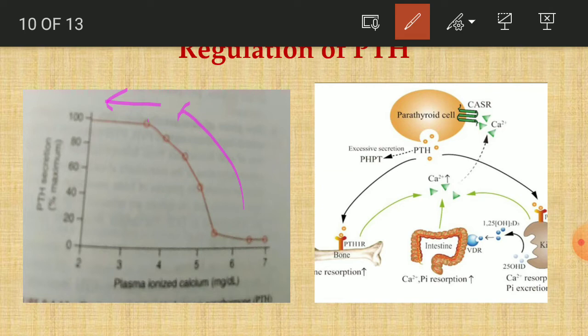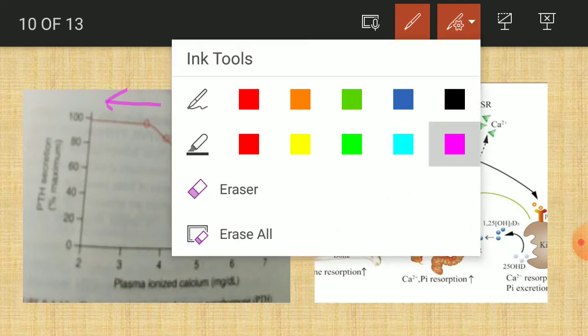When the calcium level starts to increase, the PTH level secreted from the parathyroid gland gradually falls down, as it is inversely proportional. And when this level, that is blood calcium level, reaches 5.5 milligram percent, there occurs lowest release of PTH from its source. Thereafter, even if the calcium level is increased, no further decrease in PTH level occurs. So, it is almost a sigmoid shaped curve.